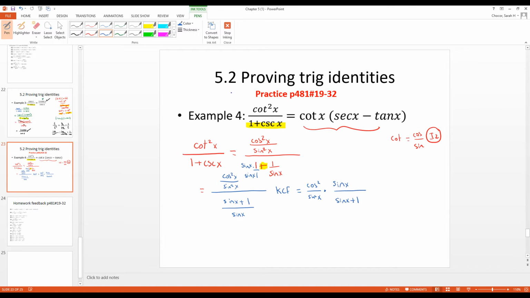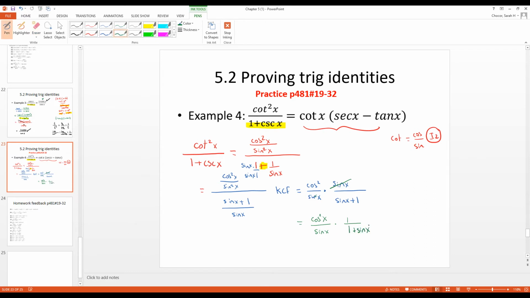Now you might ask, how is that useful? Here's the proof. We can simplify the sine squared with the sine and get rid of that. So that way we are left with cosine squared over sine, and we have 1 over sine x plus 1. Now this, for a purpose in my mind, we're going to change into 1 plus sine instead of sine plus 1, which is exactly the same thing.